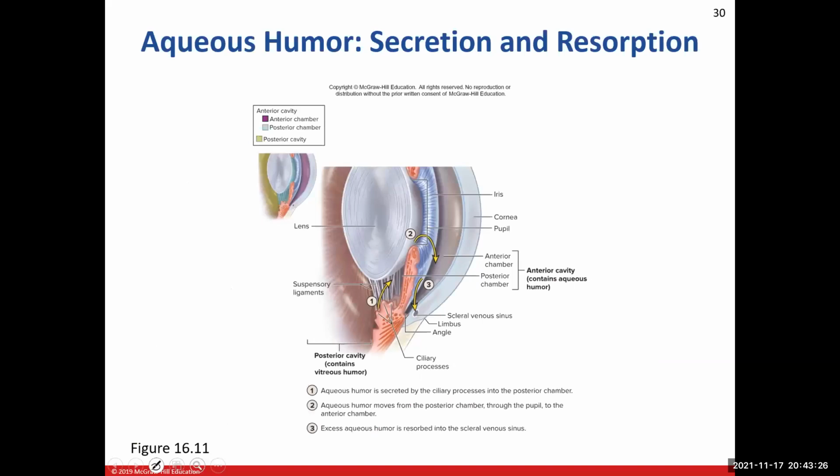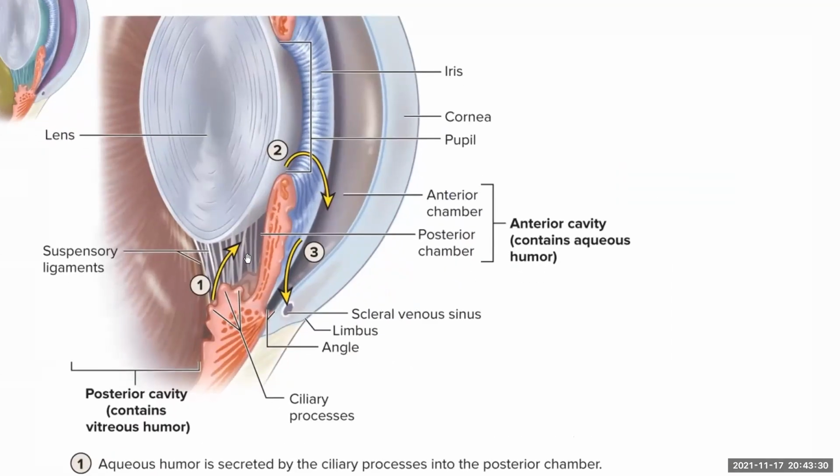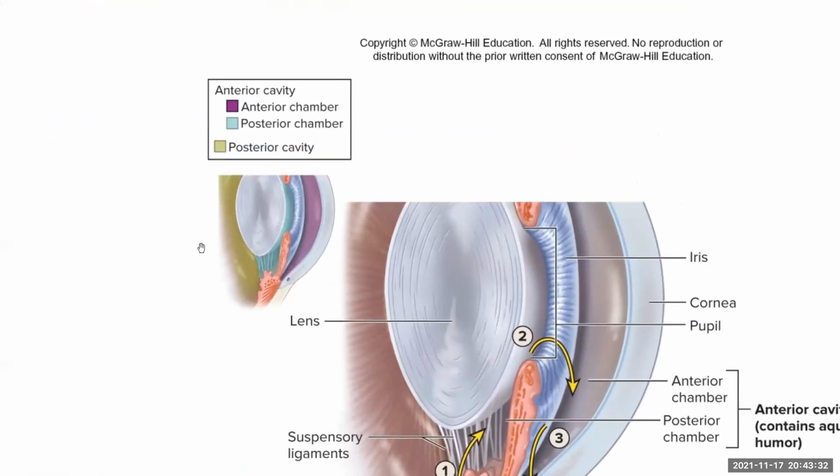So in this picture, let me zoom in. Back here, we'll go to our little eye. Here you can see that posterior cavity. The anterior cavity is up here, and the anterior cavity is broken up into the anterior chamber, which is from the iris to the cornea, and our posterior chamber, which is from the lens of the eye to the iris. But both the anterior and posterior chambers are part of the anterior cavity.